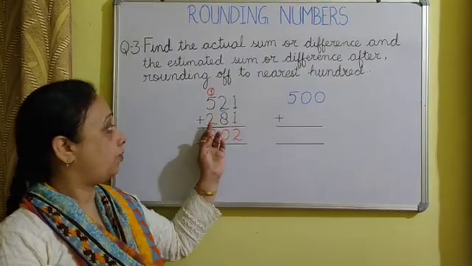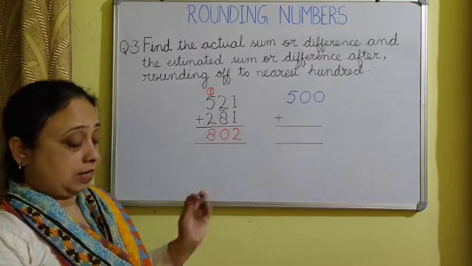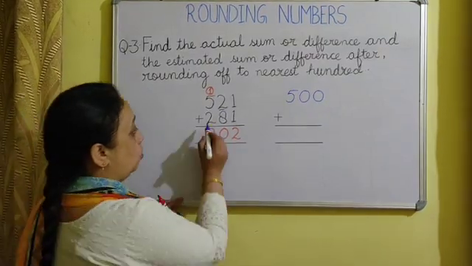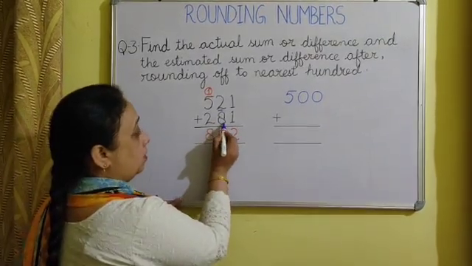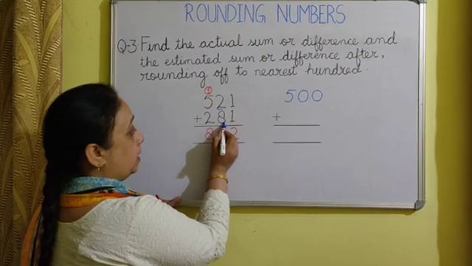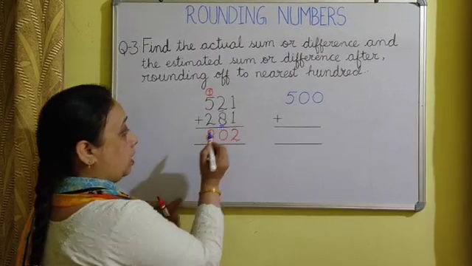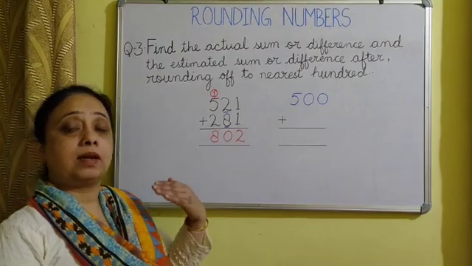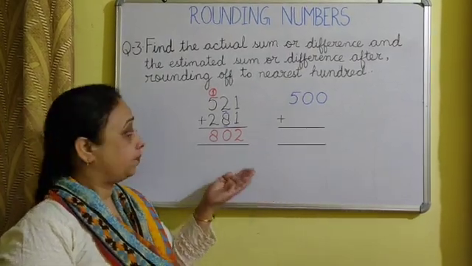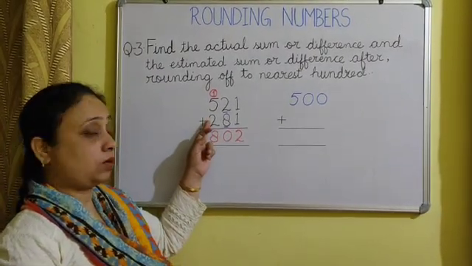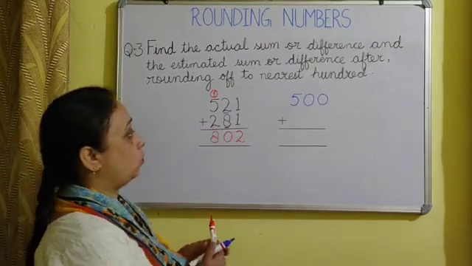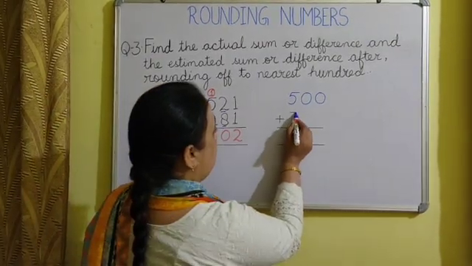Now we will round off 281. The hundreds number here is 2. And next door, that is the tens place, we have 8. Now this 8 is more than 4. So what will we do? We will add 1 to this digit, that is 2 plus 1 will be 3.